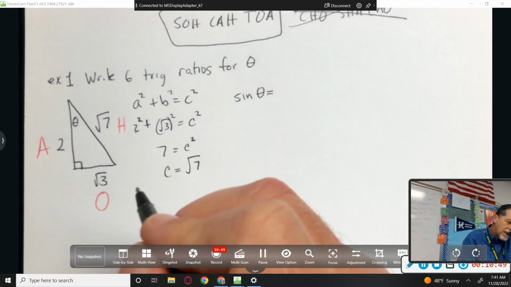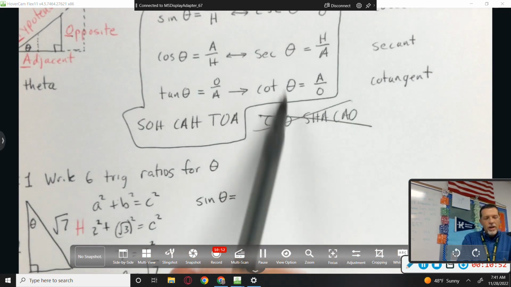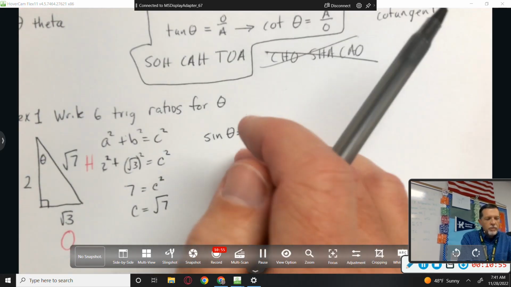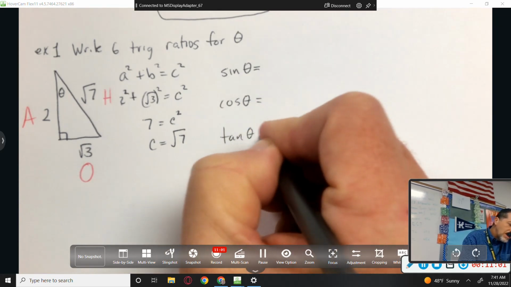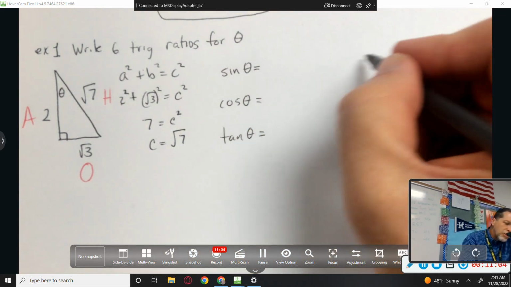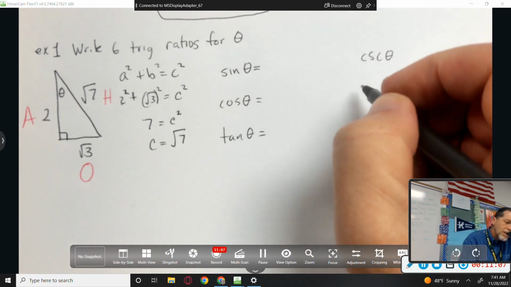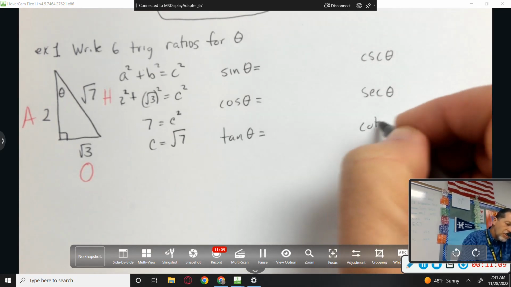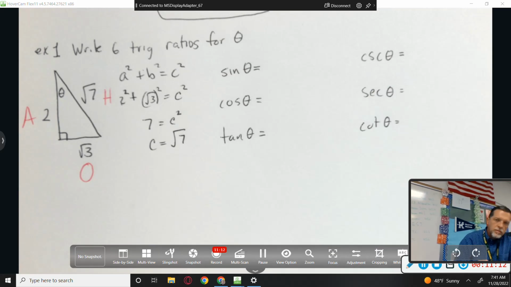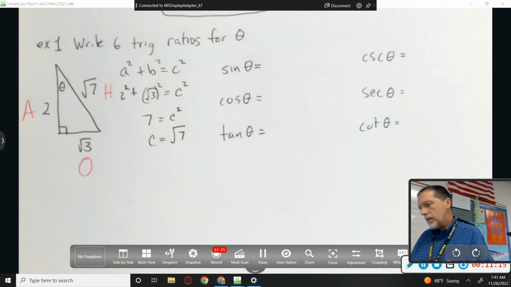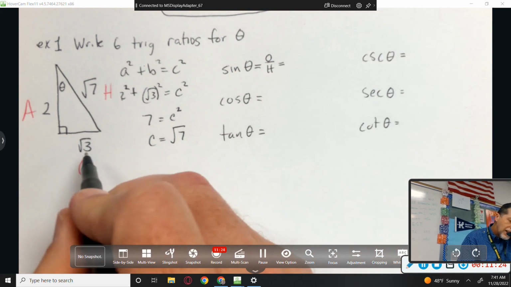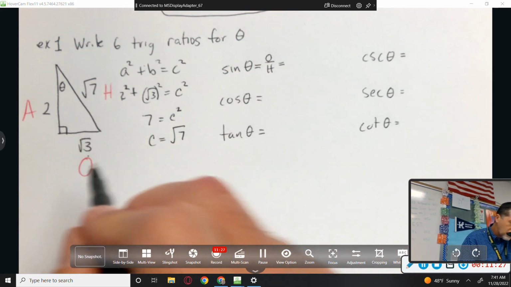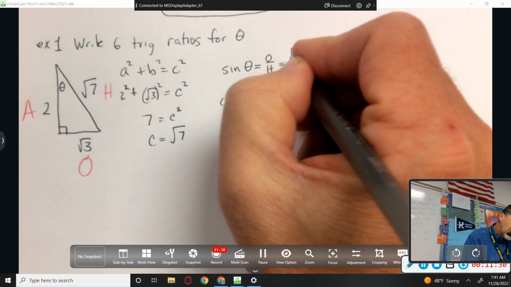Sine of theta. And by the way, I'm always going to put them in this order. That way that'll help me remember what they are and where things go. So I'm always going to lay it out like sine, cosine, tangent, and leave a little space because we are going to have to do something with those. And then cosecant, secant, cotangent. Let's see, sine is opposite over hypotenuse. Opposite over hypotenuse is square root of 3 over square root of 7.